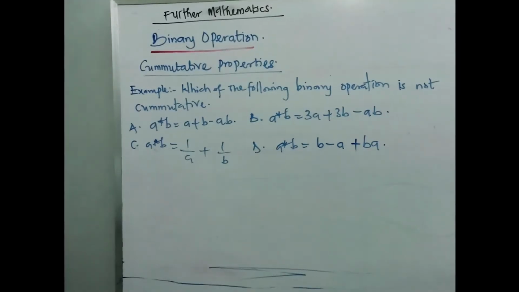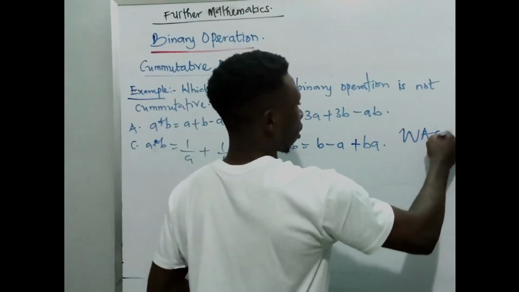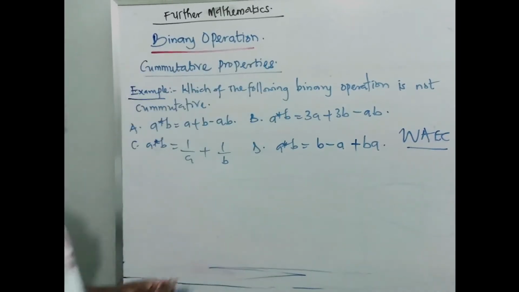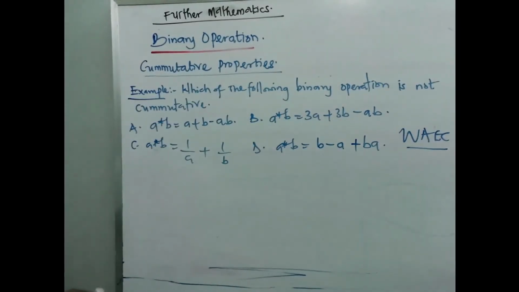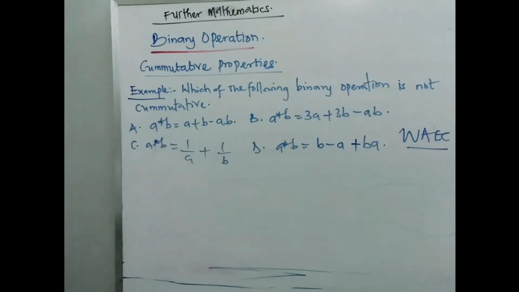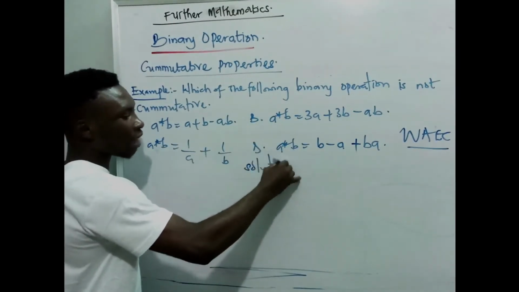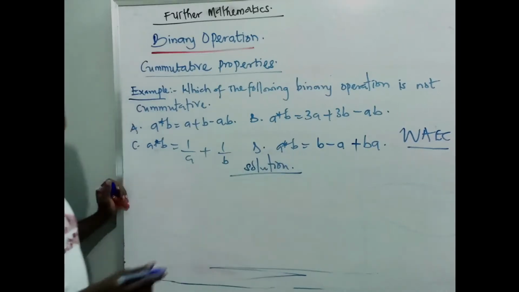Now, example. This is a WAEC question. The question says, which of the following binary operations is not commutative? So, which of these can we not reverse? Solution. In this kind of question, you have to test all the options.